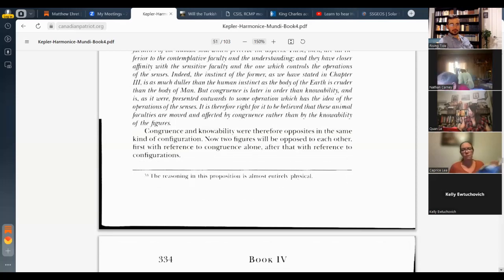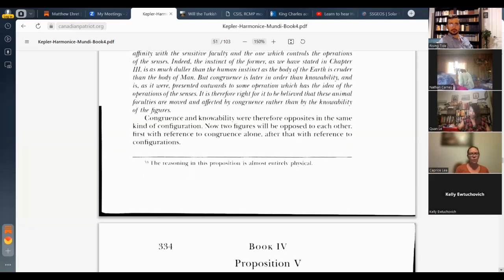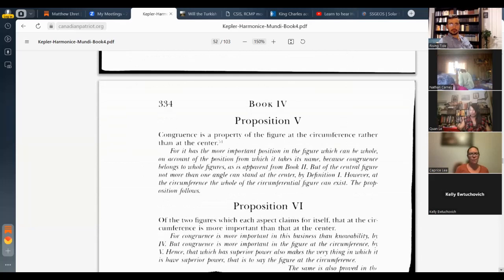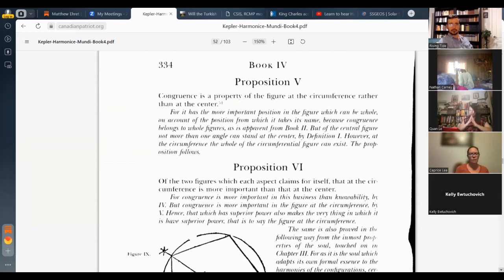Now two figures will be opposed to each other, first with reference to congruence alone, after that with reference to configurations. Okay, proposition 5. Congruence is a property of the figure at the circumference rather than at the center.